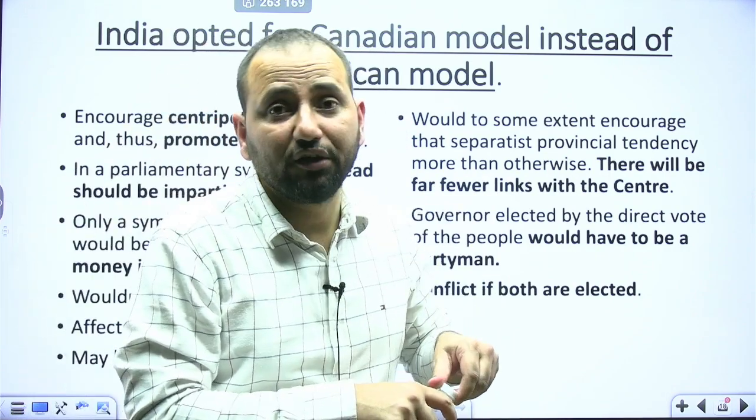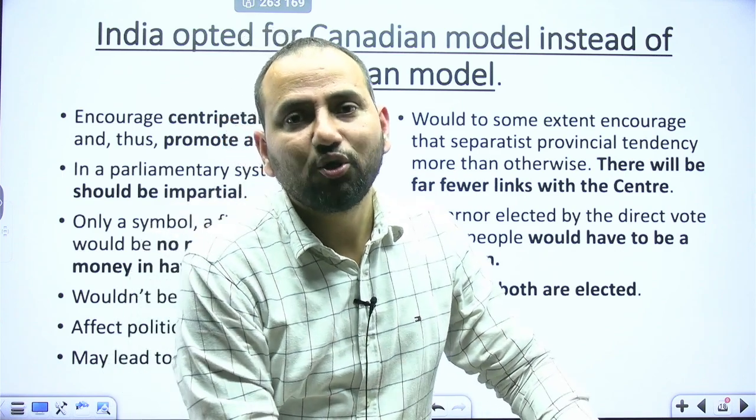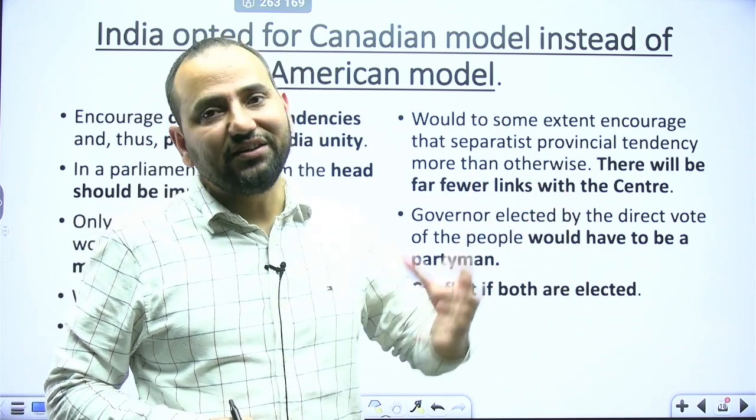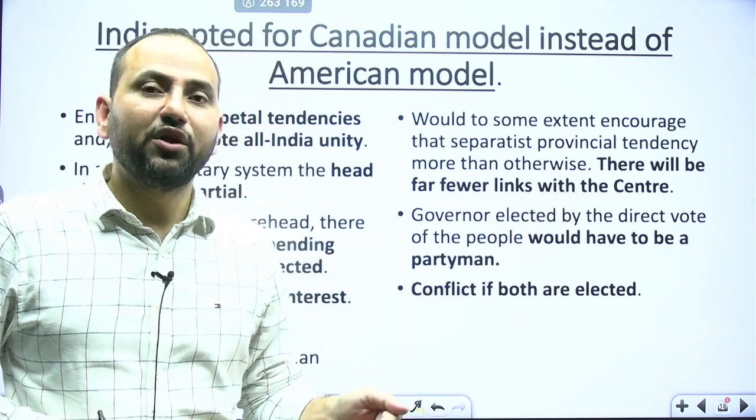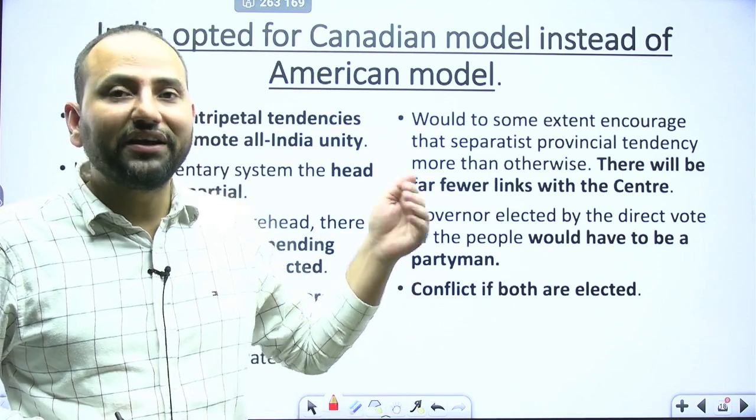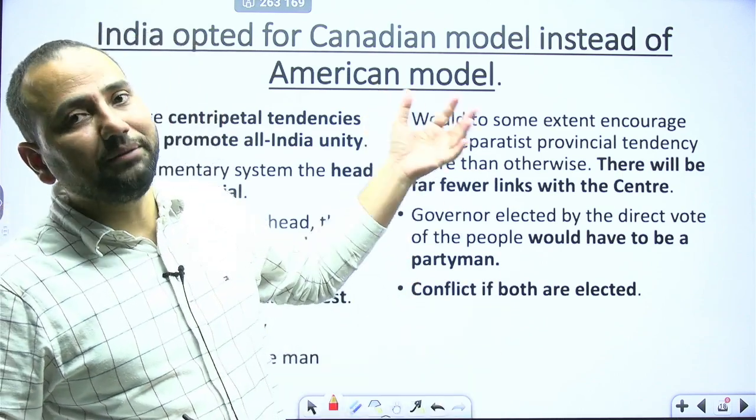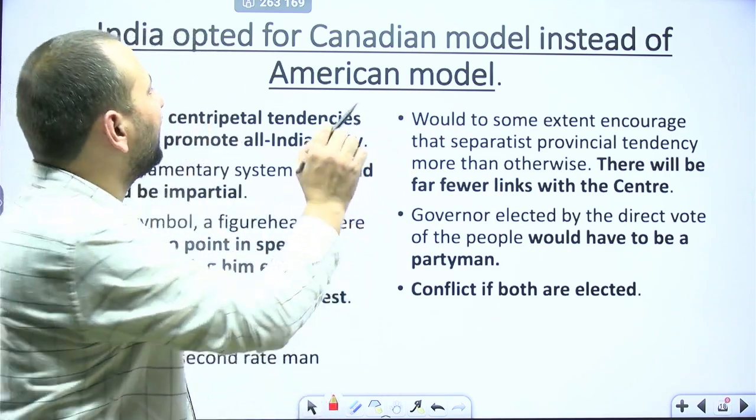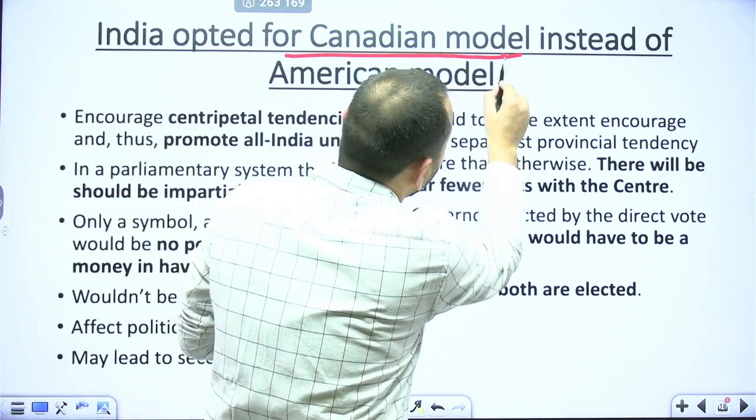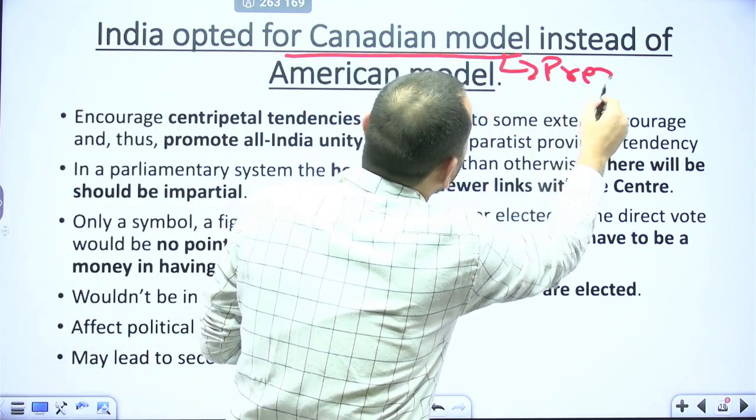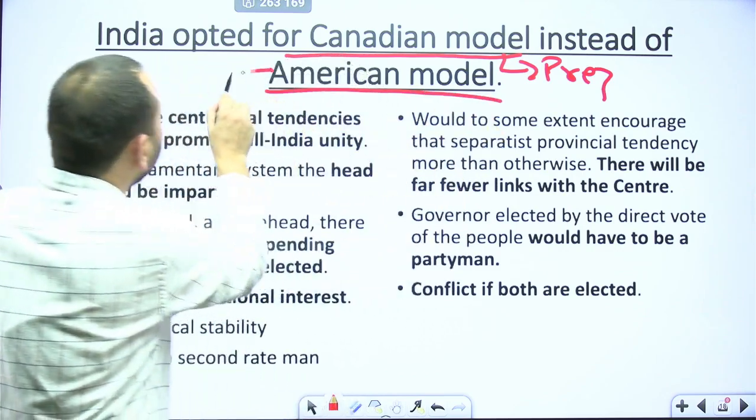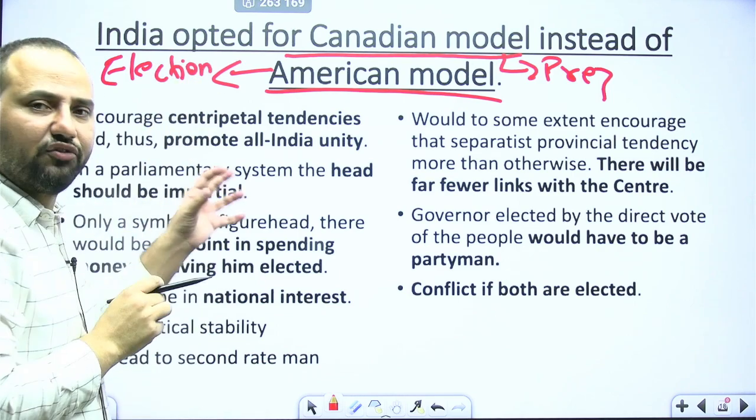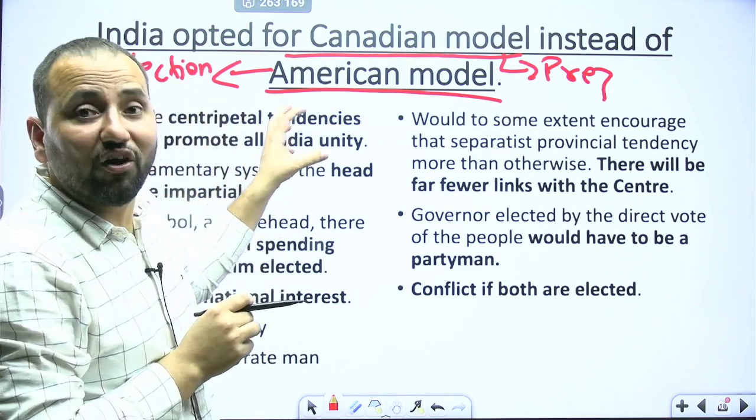The first option, if you talk about this, was to have a system of what we call an elected governor. On the other hand, there was another system where we can see a nominated governor, or the governor appointed by the President of India. If you see these two dimensions, you will see that Canada comes up with this process of appointment of the governor by the president. On the other hand, if you see USA, they come up with this structure of election. So in USA, you will see that we have the election for the governor also.